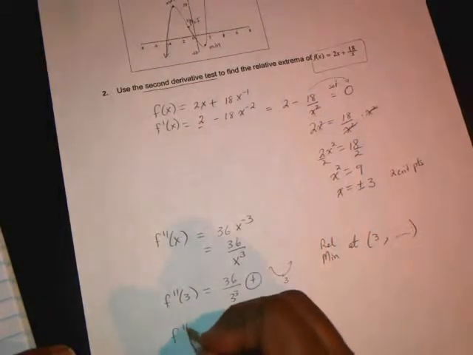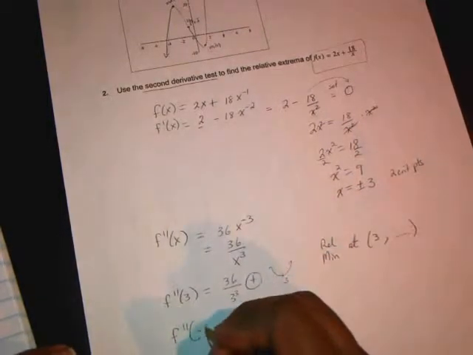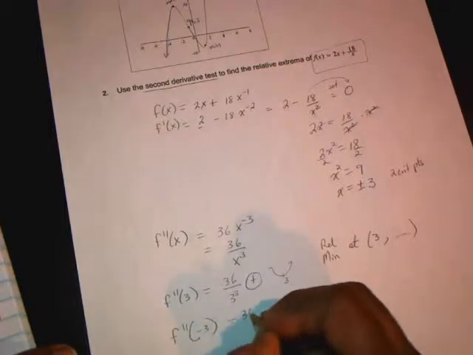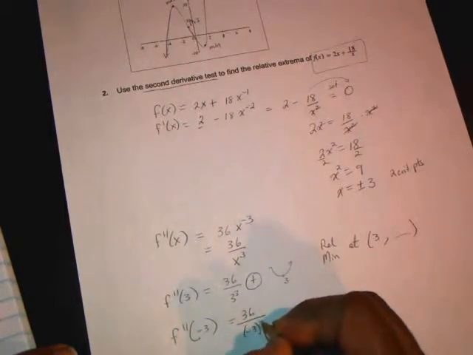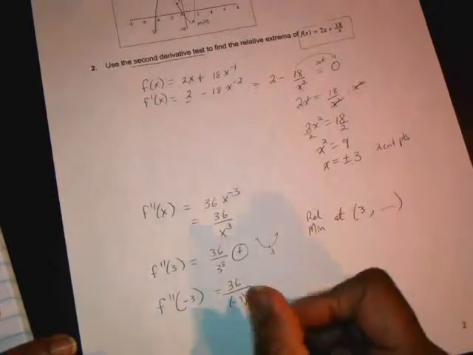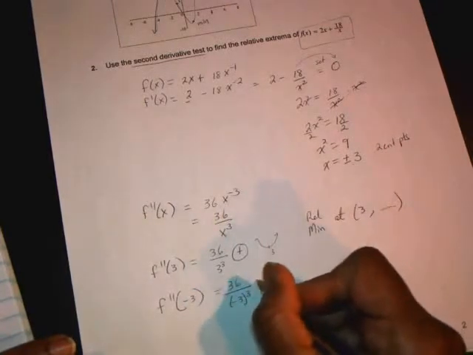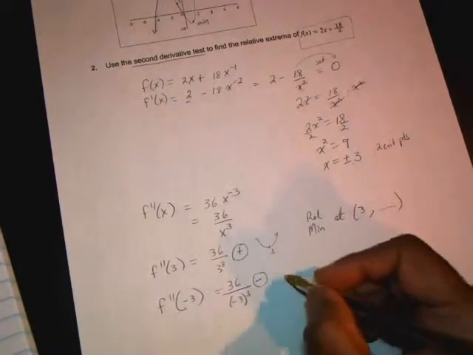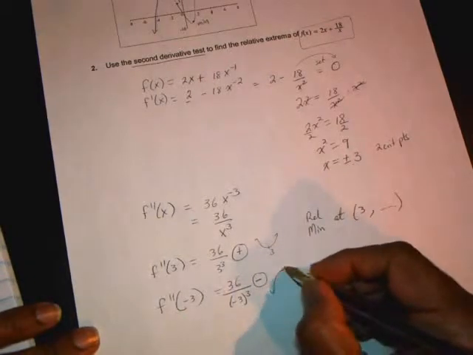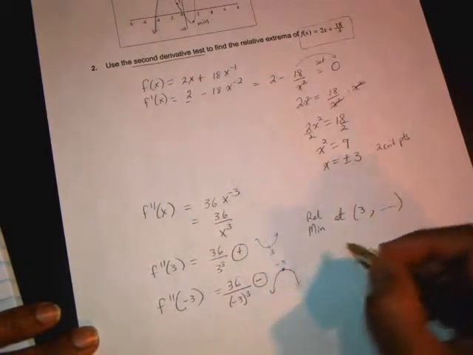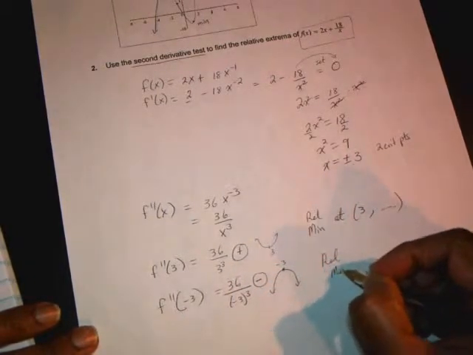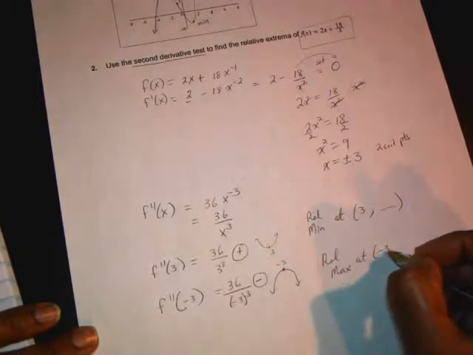Let's do the other critical point first. Negative 3. So it's 36 over negative 3 cubed. If you cube a negative number, it's negative. That's a positive. So you get a negative result, which means it's concave down there. Okay. So that's a relative max at negative 3 comma.